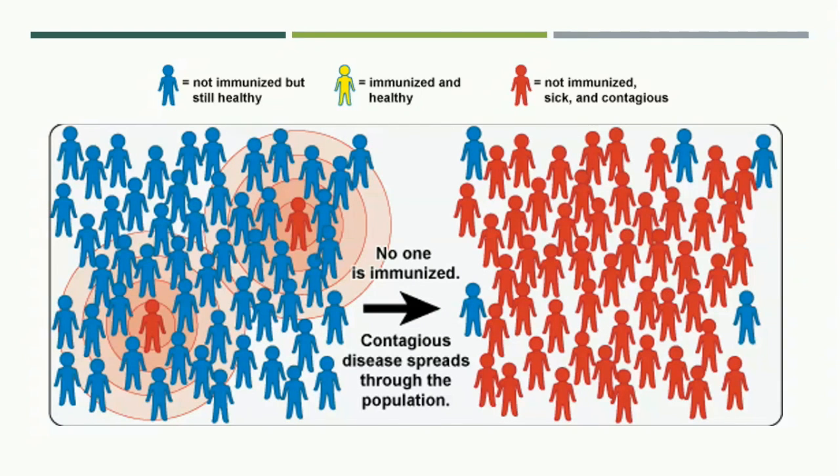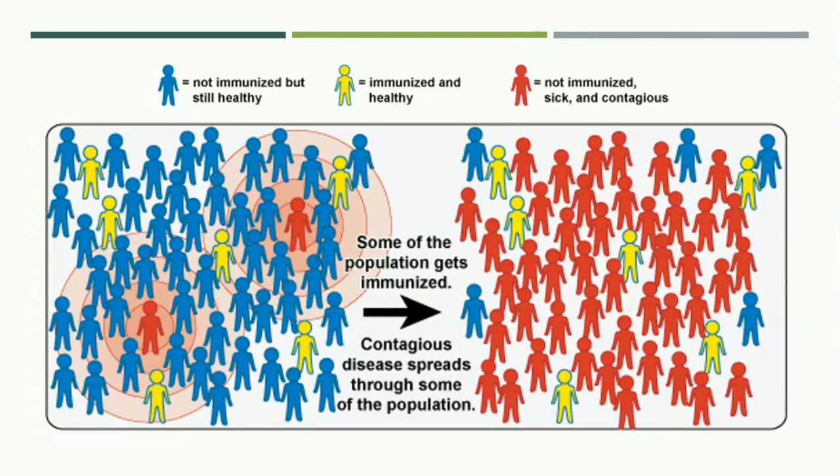For example, if no one is vaccinated, then contagious disease is quickly spread through all of the community with very few people remaining uninfected. This is how the cold or Ebola works. If a low proportion of the community is vaccinated, then we end up with the same result as before. Most people become infected and the disease still spreads.